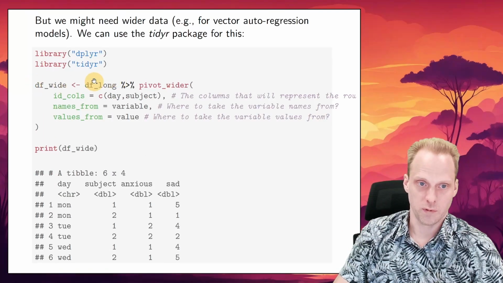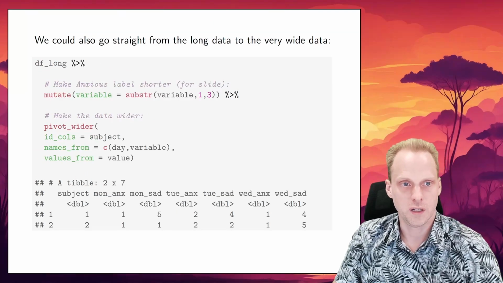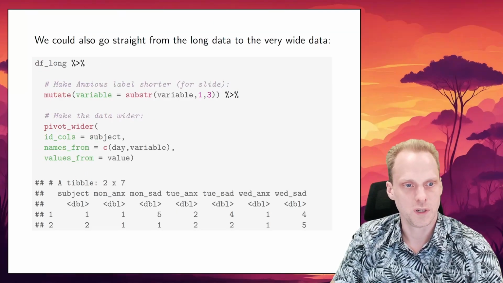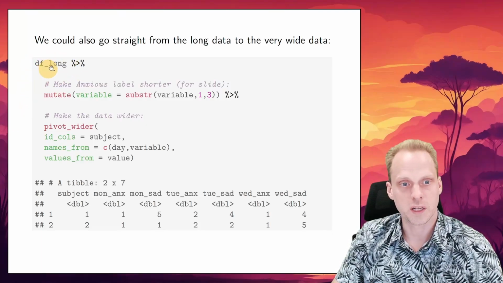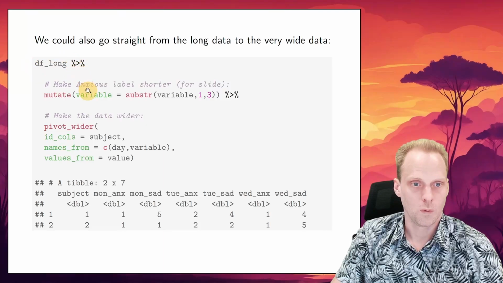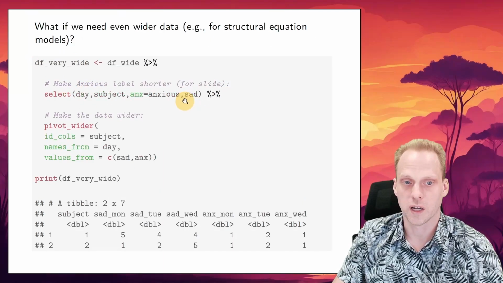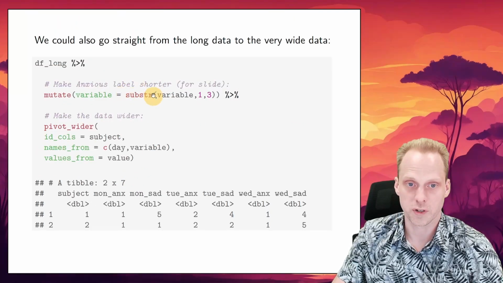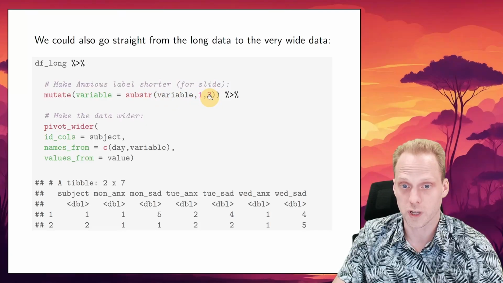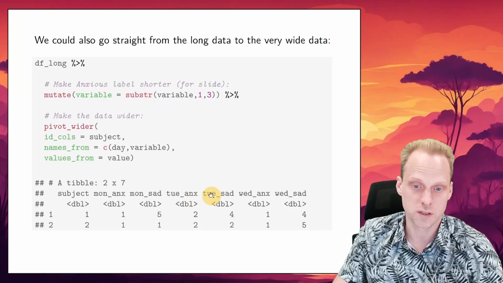Now we did the two steps. We went from long data to wide and to extra wide. We could have done that in a single step. So how do I do that? I take my data. What do I do here? Well, this is another way to just change anxiety or anxious into angst. So substr, substring, is a function in R that just takes the first, in this case, 1 to the 3rd character. Just again to abbreviate this name, so we get angst and not anxious, because otherwise it just would not fit on this slide.